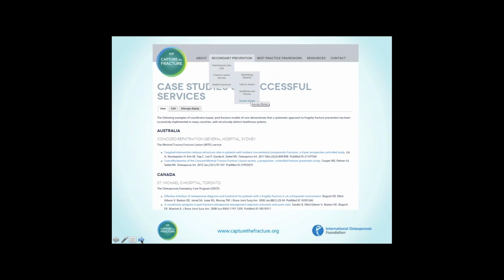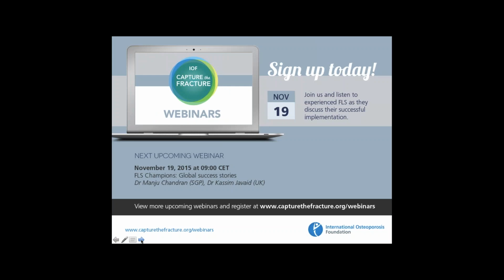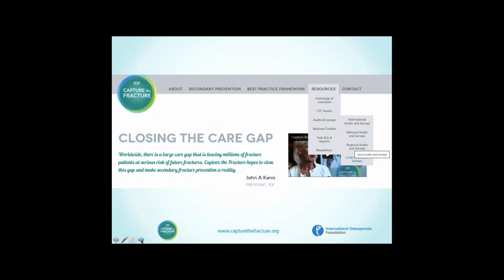On the website, we also have information about success stories, and this is very important. So if you're in a country, you can go on the map, see which other countries have successful FLSs. You can go in the success stories section and get information in more detail about the sort of service and the sort of hurdles they had to face. And we're supporting this in our next webinar, which is tackling this directly, looking at success stories in Singapore and in the UK. We also have information about local audits and surveys in the resources section of the website.